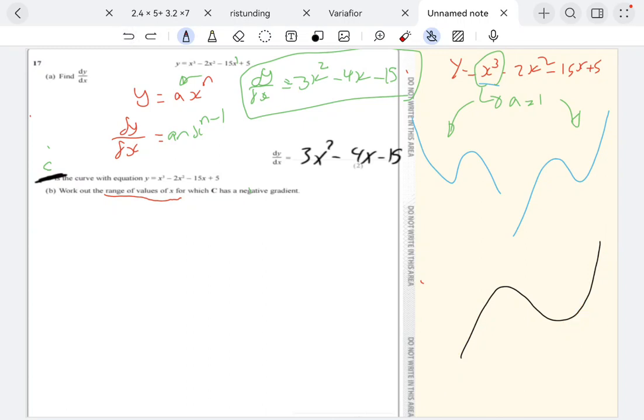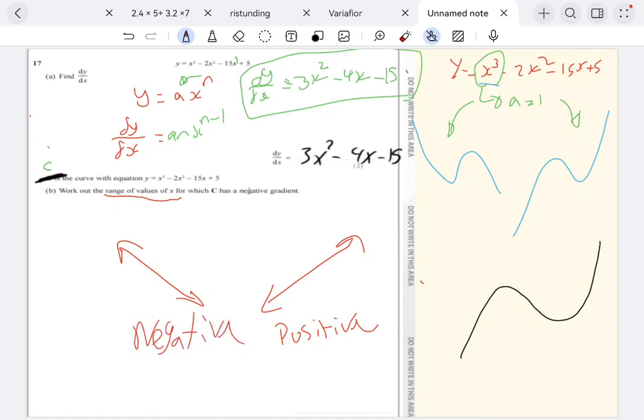As you remember, guys, if the line is increasing, we call it positive gradient. We say that this line has positive gradient. If it's decreasing from left to right, we call it has a negative gradient.